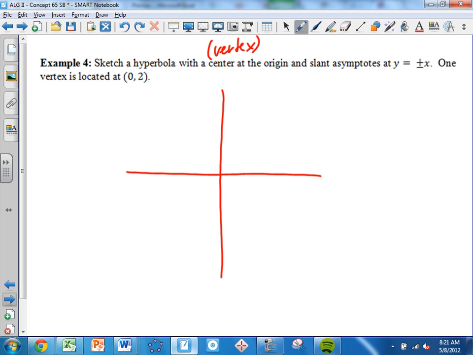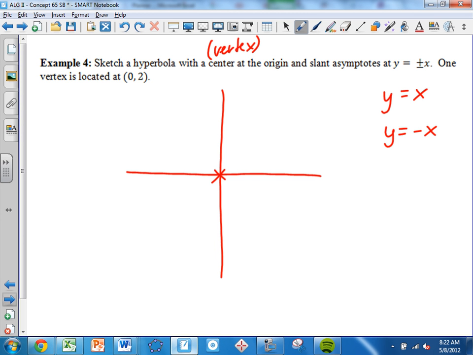Now, the center is at the origin, so here we know that's going to be our center. Slant asymptotes at y equals plus or minus x. What does that plus or minus mean again? Positive or negative? Good, so I have 2 graphs or 2 asymptotes to graph here. Remember, slant asymptotes look like this, don't they? And y equals x looks like this. And y equals negative x looks like this. Okay, that's why I have to do 2 of these.